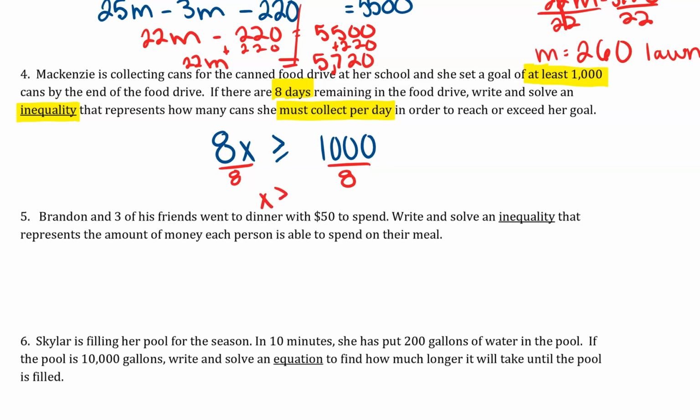So X must be greater than or equal to 1,000 divided by 8, which is 125 cans per day. So on average, she must collect 125 cans per day. If she doesn't collect 125 cans one day, she must collect more than that on some of the other days.